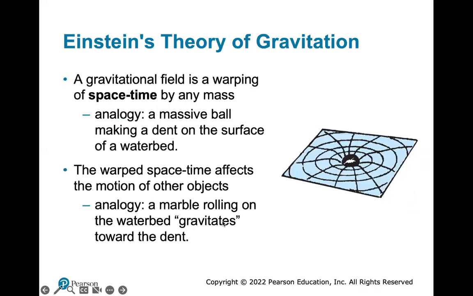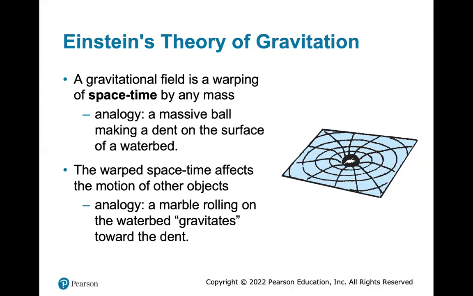Now, in Einstein's theory of gravitation, the gravitational field is a warping of space-time by any mass. An analogy is a massive ball making a dent in the surface of a waterbed. You can look at some of these. I'll try to post a video of some of these experiments that are done with a metal ball and a rubber fabric stretched like a drum. They're interesting. I'll try to include one.